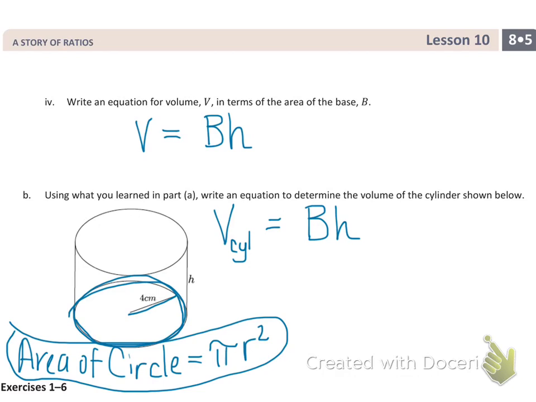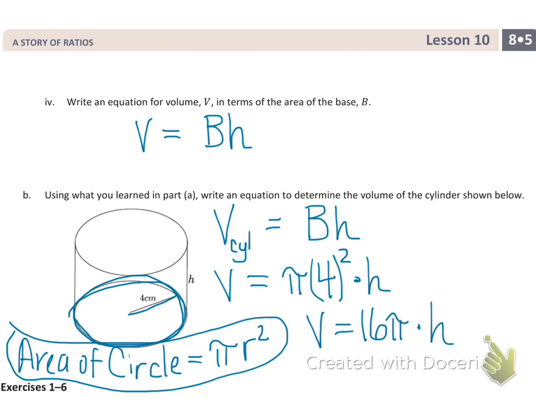So the volume of the cylinder is the area of the base times the height. So we could say that its volume is pi times the radius, which is 4, squared times the height. So for this cylinder, we don't know the height, so we would say that the volume is 16 pi times h. And the units would be centimeters cubed, because we'll have centimeters squared for the base times centimeters for the height. So that's going to give us centimeters times centimeters times centimeters. So this would be an equation to determine the volume of that cylinder.